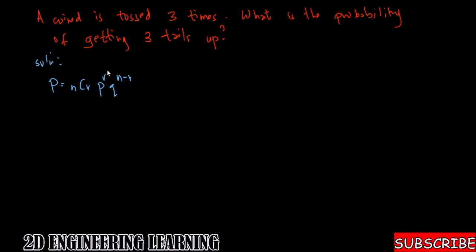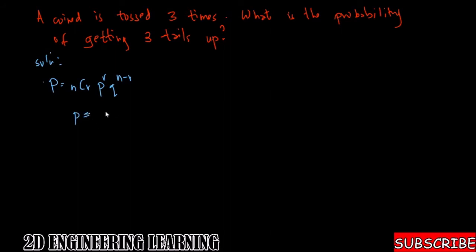The small p is the probability for a single throw of getting a certain outcome. So for this one, getting a tail from a single trial, and our q is not getting a tail from a single trial. Okay, so we are going to find the big P here, which is getting the 3 tails out of 3 trials. First we need to determine our small p.